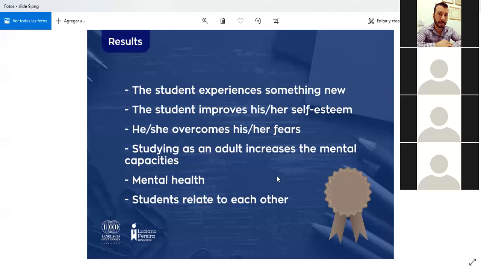And the last point, students relate to each other. When working with groups, our classroom is the perfect place for the student to socialize, not only to learn, but also to socialize, to relate with other people, to exchange, to share. So it is very valuable, it is very useful. Our classroom will be the place where the student feels good, where the student feels able, where the student can share with other people that have the same interests.